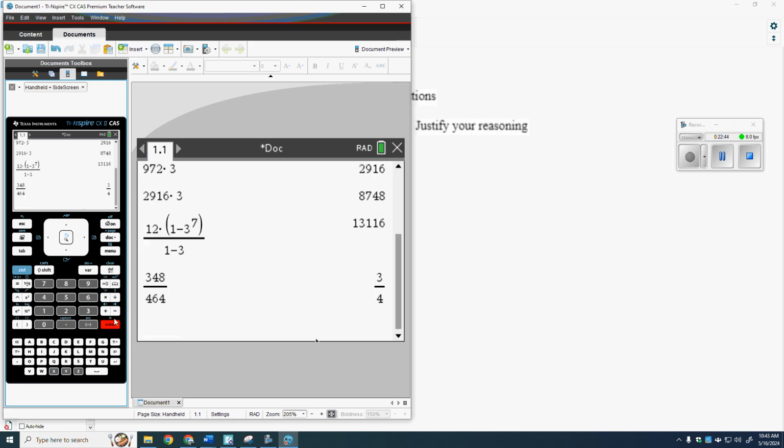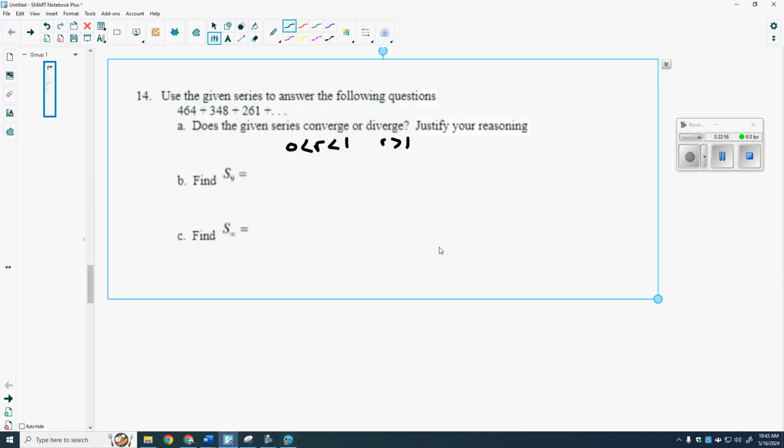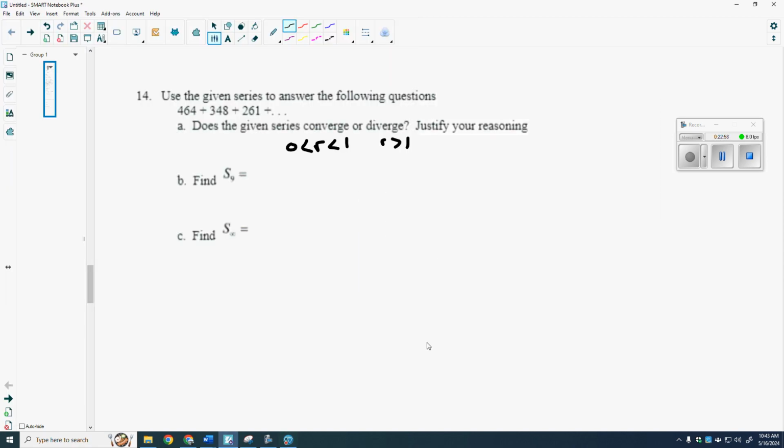I'm going to get 0.75 or 3/4. Now go to the next one. Is it the same? Is 261 divided by 348 the same 3/4? Yep. So I know my r value is less than 1, so it converges. So I'd write up here, it converges. Why? Justify reasoning, r is less than 1.